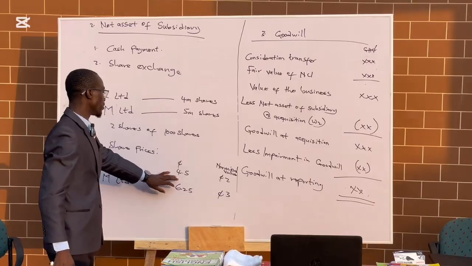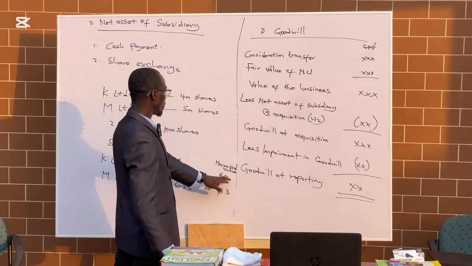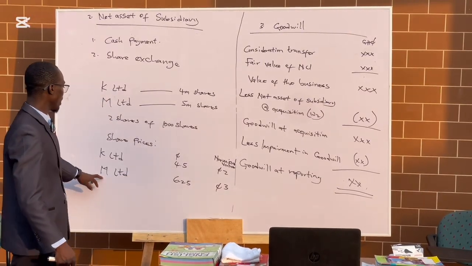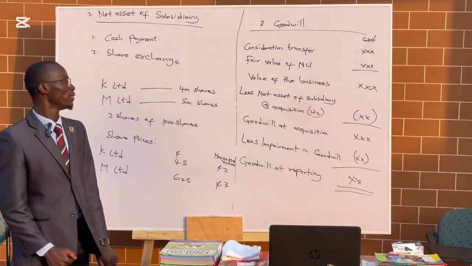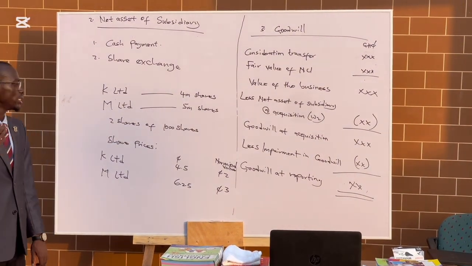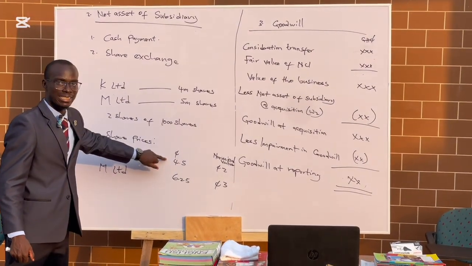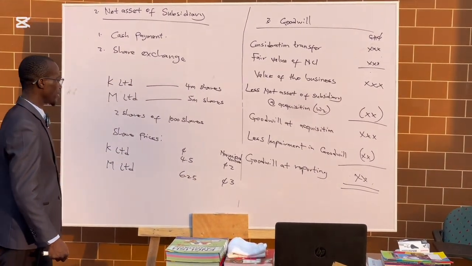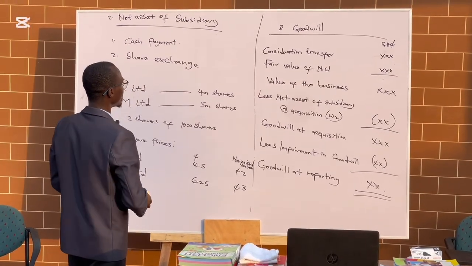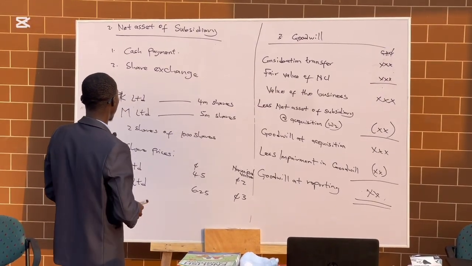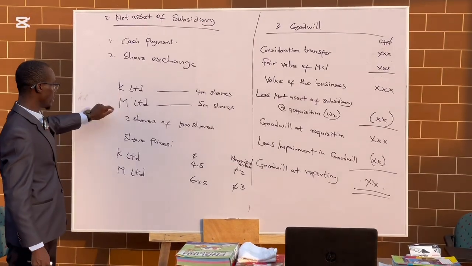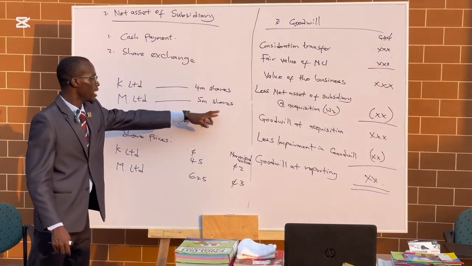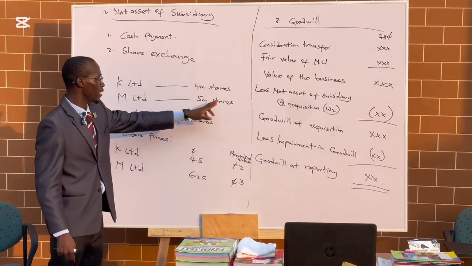So the parent has a share price of 4.5 and a nominal value of 2, but the parent is issuing the shares using 4.5. This one is the subsidiary price. Like I said, anytime you are doing a share exchange, make sure you always use the parent share price, because it is the parent who is issuing the shares, not the subsidiary. So let's check how we can do the calculation here. K Limited acquires 4 million shares from M Limited, which has 5 million shares.